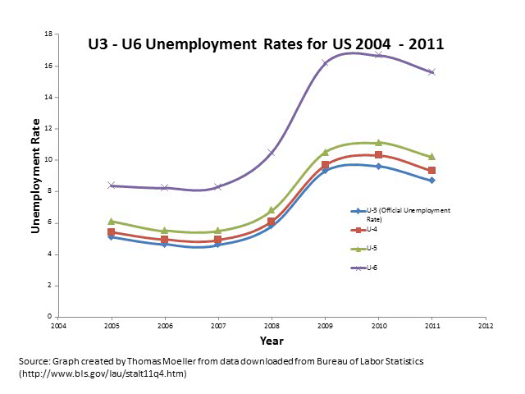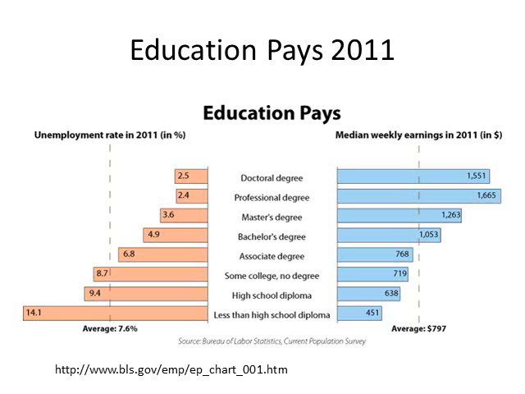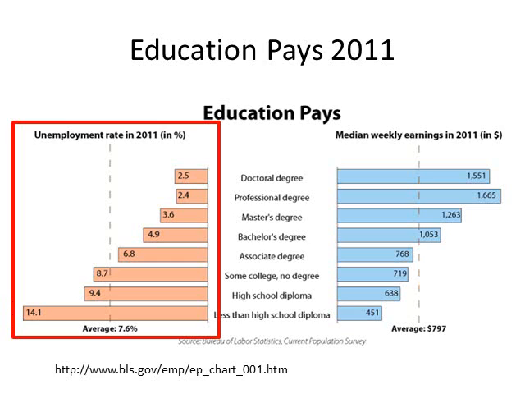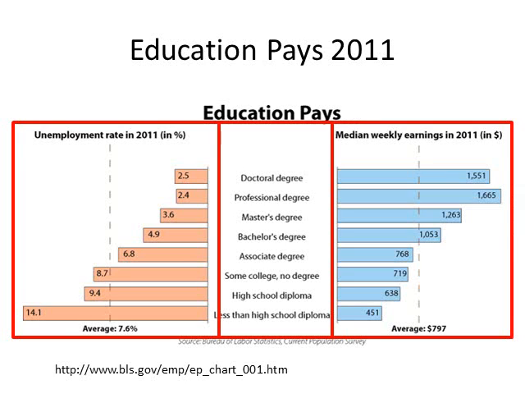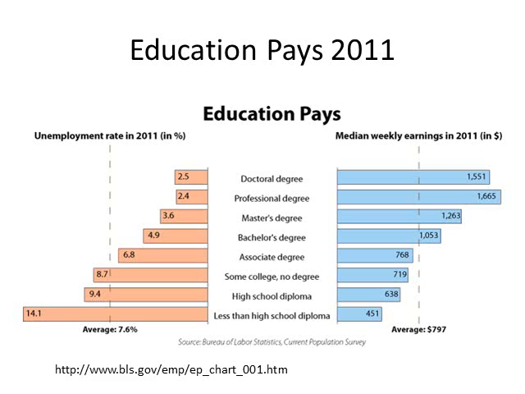Let's take a minute to look at unemployment in education. Let's take a look at the graph put out annually by the U.S. Bureau of Labor Statistics entitled Education Pays. The left side of the graph shows the unemployment rate for individuals with various levels of education. In the center, the various levels of education are listed. And the right-hand side shows the median earnings for various levels of education. Now let us take a more detailed look at the chart.